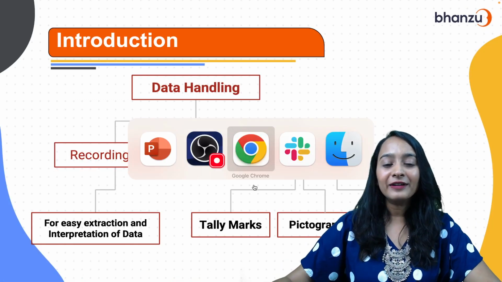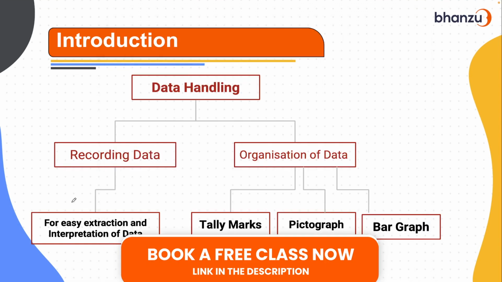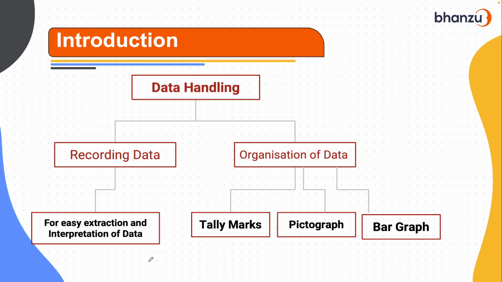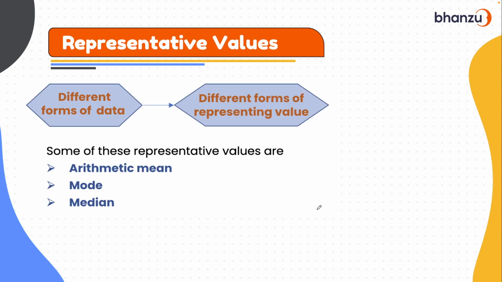Alright, so starting off with data handling, let me just quickly show you the entire screen here. As you can see, data handling has parts called recording of data and then organizing data. Now, how and why should we record data? Recording data can be done in a lot of different forms, tabular form, graphical methods and all. Why should we even record the data? Because it can be easy for us to extract or interpret the information that we want from the data. And then we have organizing of data. It can be done in the form of tally marks or tabular form or pictograph, bar graph, right?